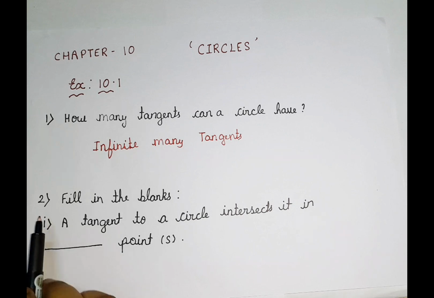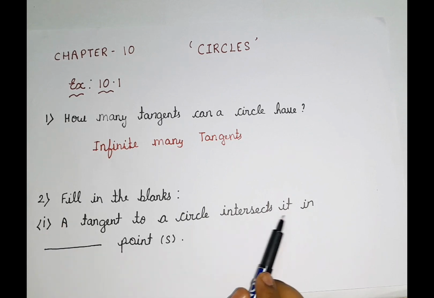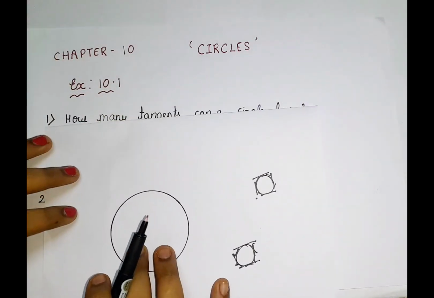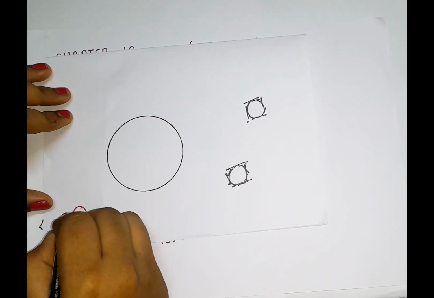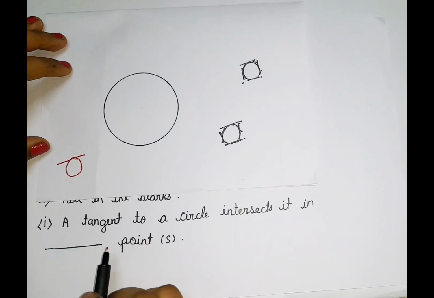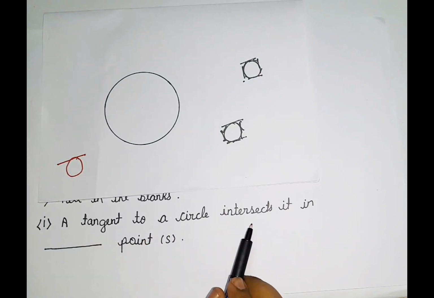The second question is about fill in the blanks. In the second question, the first subdivision is: a tangent to a circle intersects it in dash point. So there is a tangent. Here you can take one circle. In the circle we have a tangent. The question is, there is a tangent to a circle which intersects in which point?